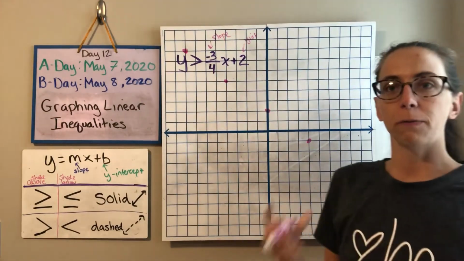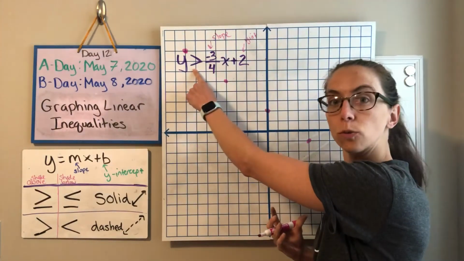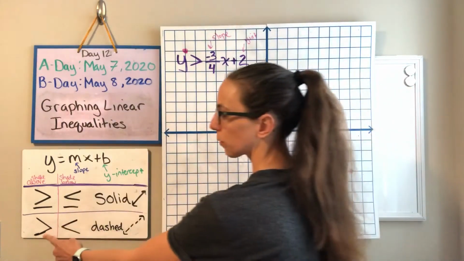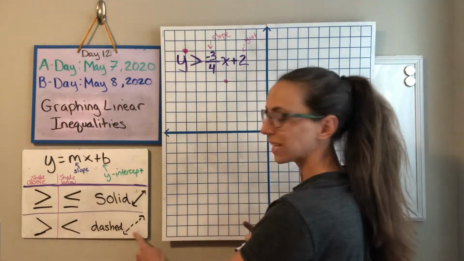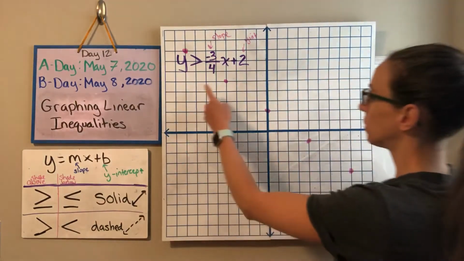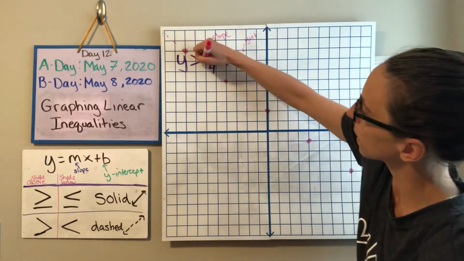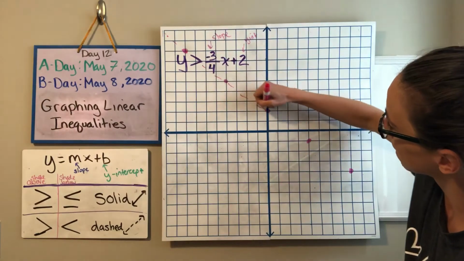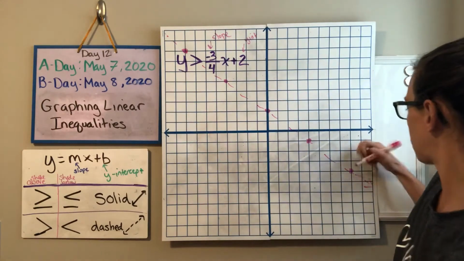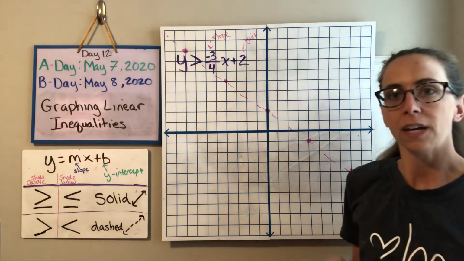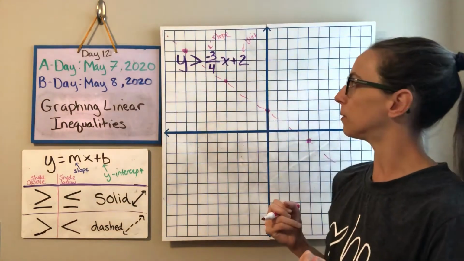So before I even make my graph, I'm going to look at this symbol again. It says greater than. When I find greater than on this little organizational tool, greater than is going to be using a dashed line. So in order to connect these points, I'm going to use a nice dashed line. I'm going to pick up my marker every now and again to create my line.